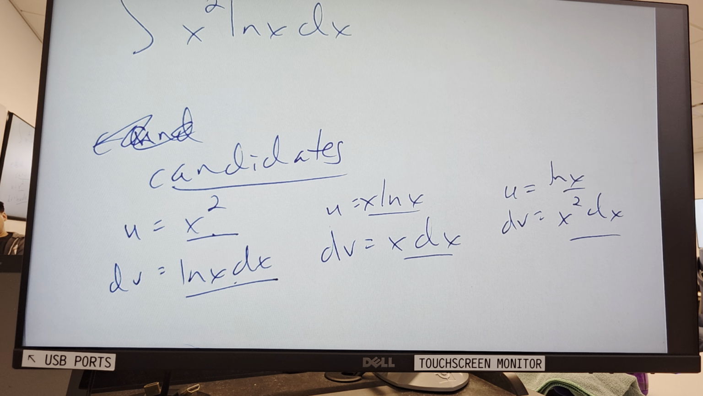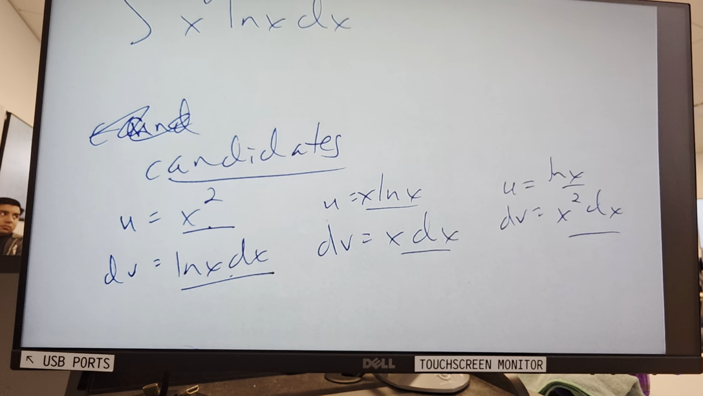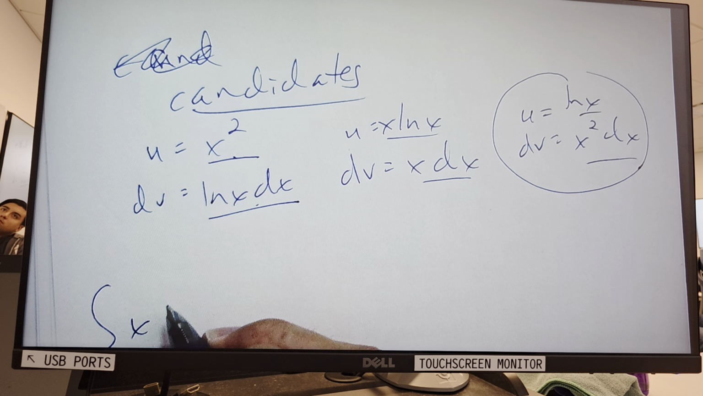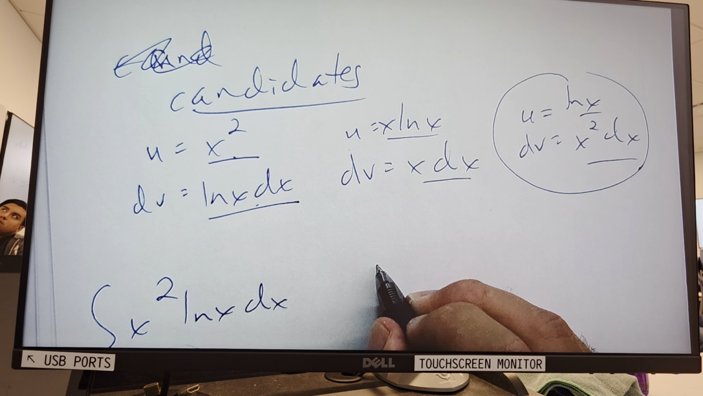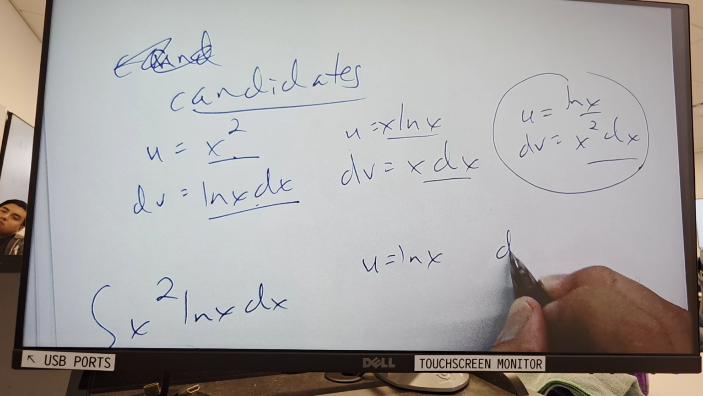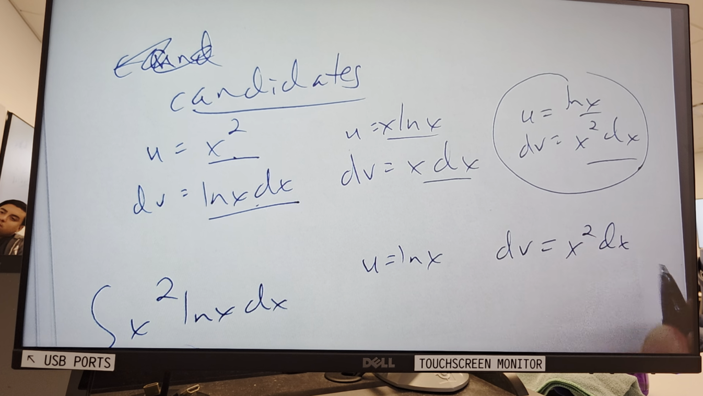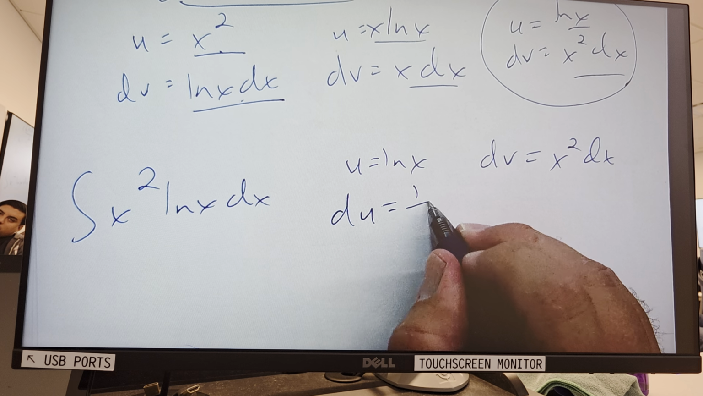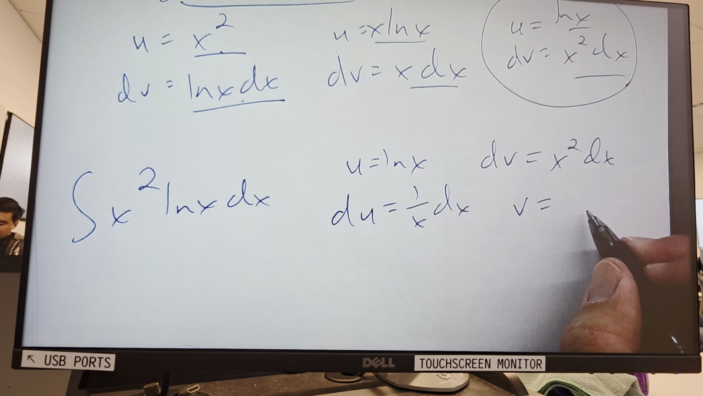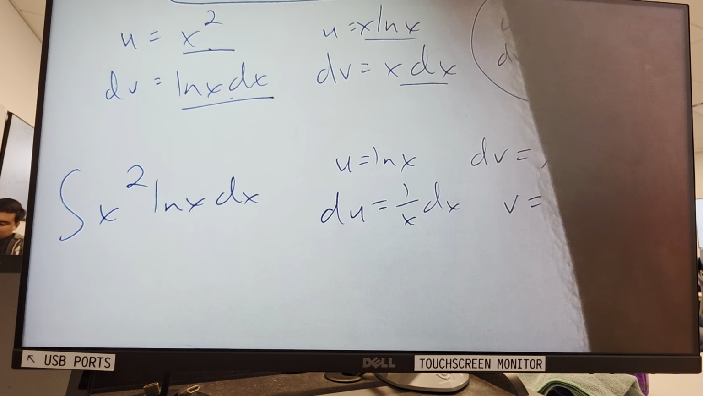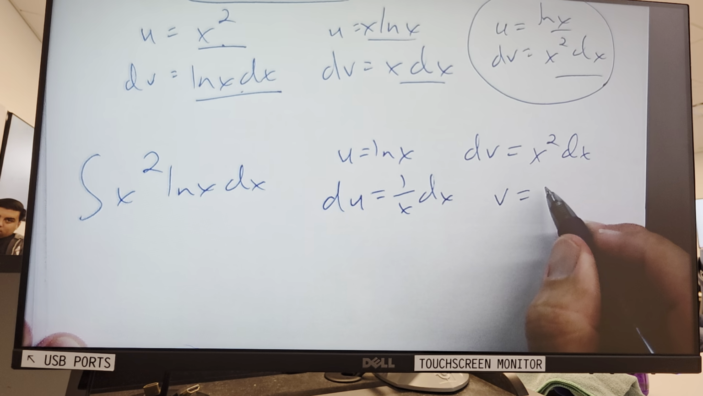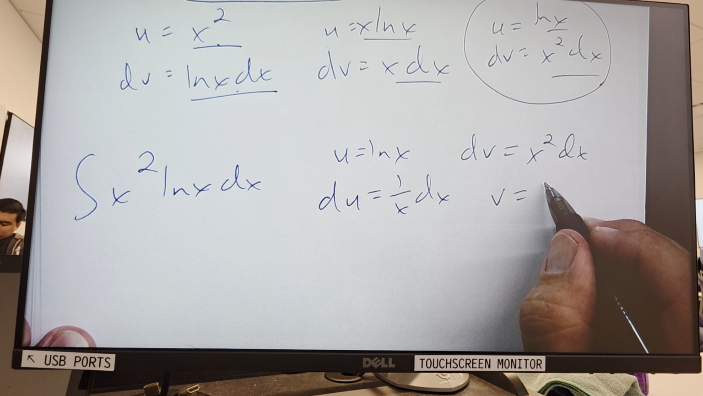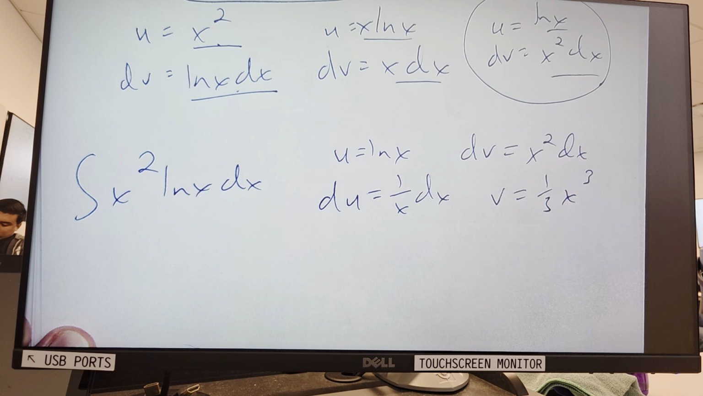Yeah. So let me write the problem again. Let's try it using this guy here. So if I let u equal ln x and dv be x squared dx, what's du? And what's v? Yes. And you never have to put the plus c because that's going to happen at the end of the problem, right? This is the middle work. We don't have to put a plus c.